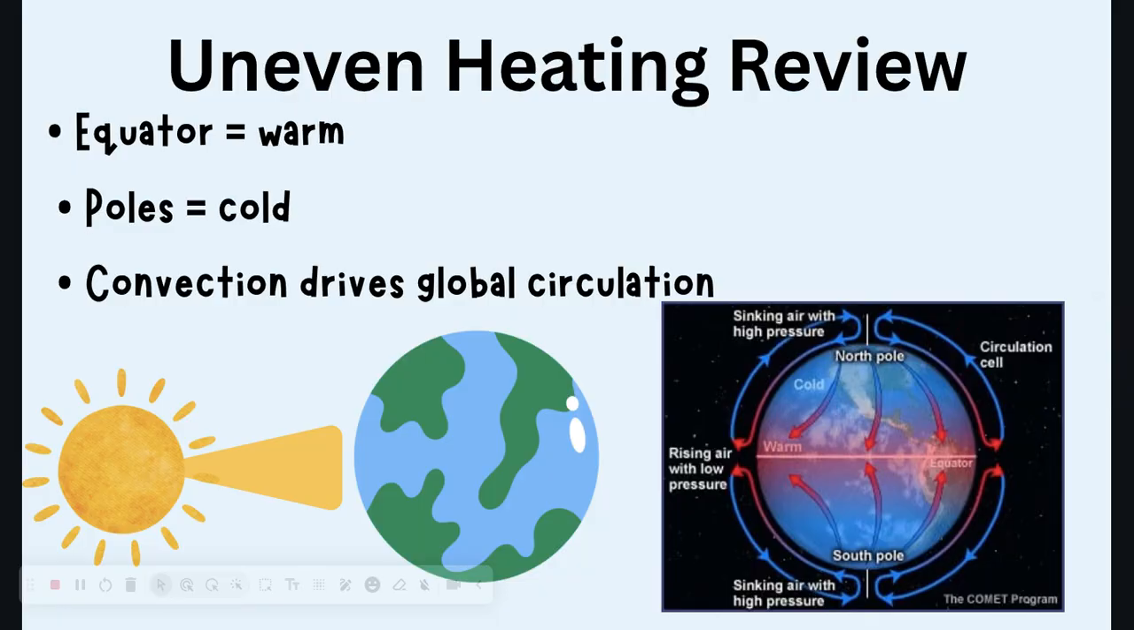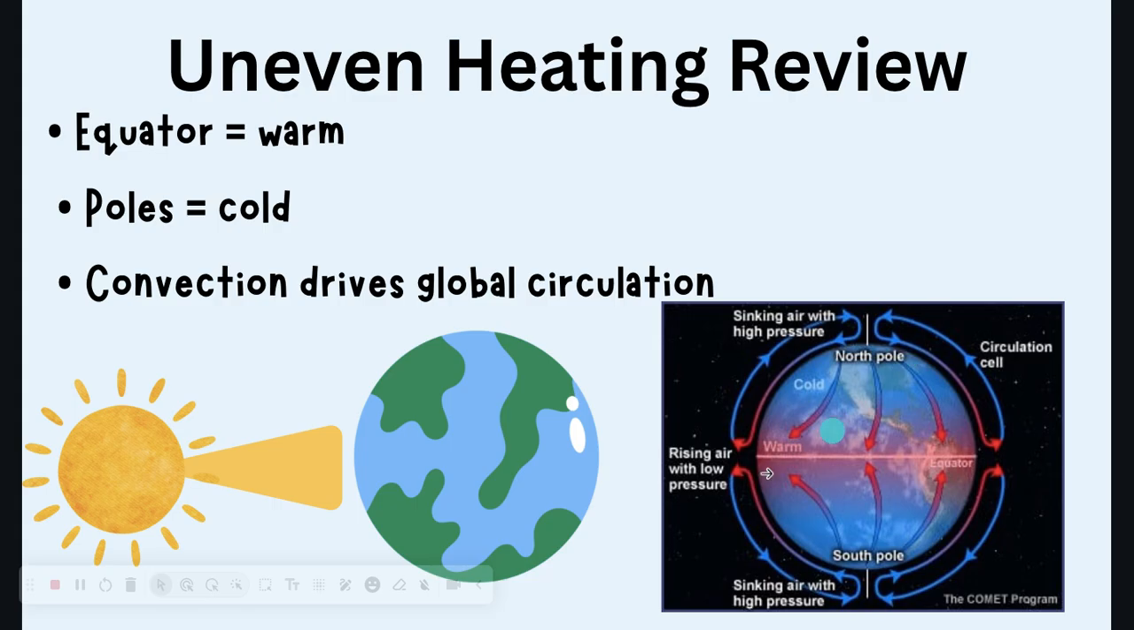All right, so your uneven heating review. We already talked about this, but the equator is where you get the most direct sunlight. The poles are much colder, so that's where you're going to have that sinking air, and that makes convection. Hot stuff goes up, cold stuff goes down.